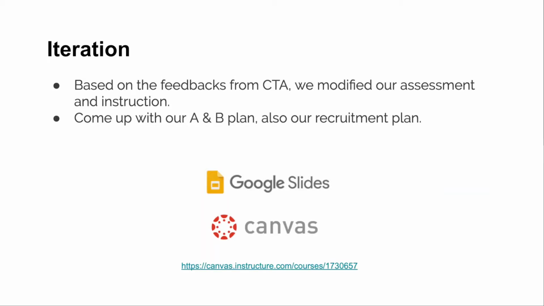Based on the feedback from CTA, we modified our assessment and instruction. To distinguish the pre and post quiz, we used the A-B method. We designed assessment sections A and B using the same structure. For half of the students, we use A as the pre-quiz and B as the post-quiz. For the other half, we exchange them. To some degree, we could avoid students memorizing the answers without thinking and control the difficulty of our assessment.